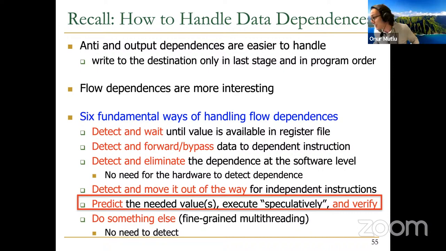And there's a question, actually. How do we actually do this prediction? Do we use the control unit? Well, you need to have a separate structure, basically. One way of doing the prediction is always predicting a value, right? I'm always going to predict that the register is going to be 0.